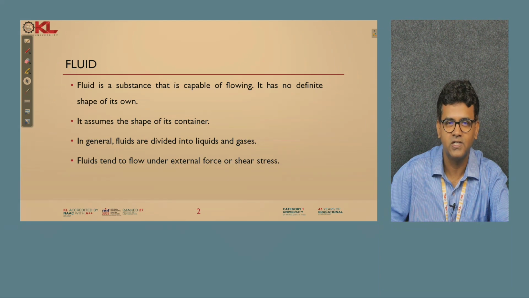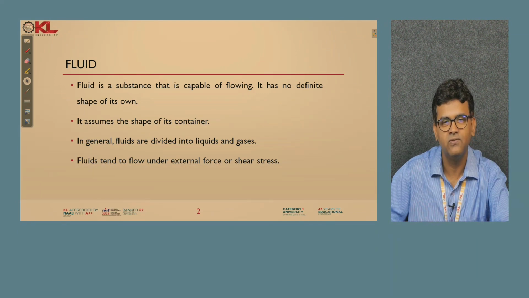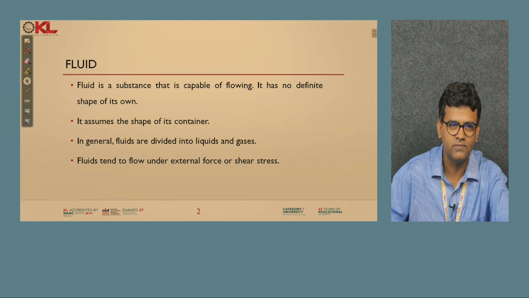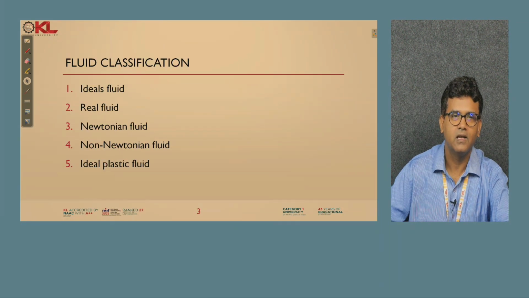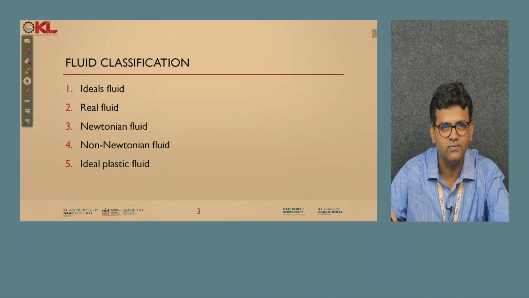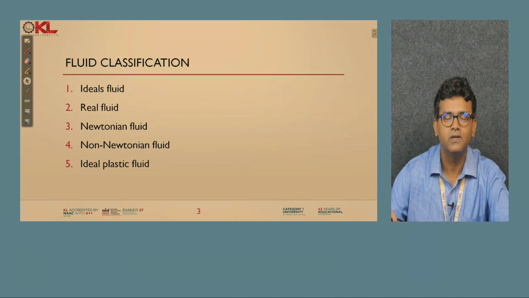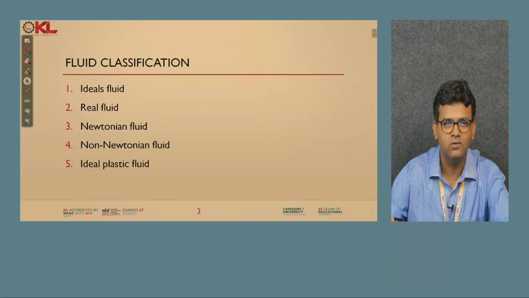Fluids tend to flow under an external force or shear stress, even if it is just slightly more. That is, if some external force or shear stress is there, whatever the little value is, the fluid tends to move, tends to flow. That is about the fluid. Next we focus on the classification of the fluid. Classification mainly covers 5 types of fluid: ideal fluid, real fluid, Newtonian fluid, non-Newtonian fluid, and ideal plastic fluid.